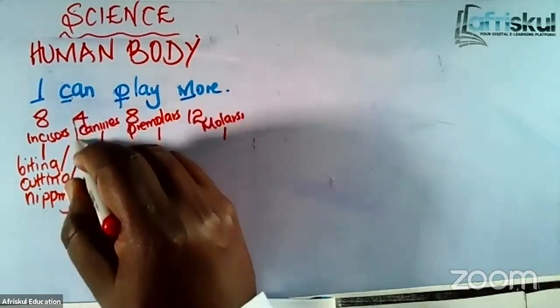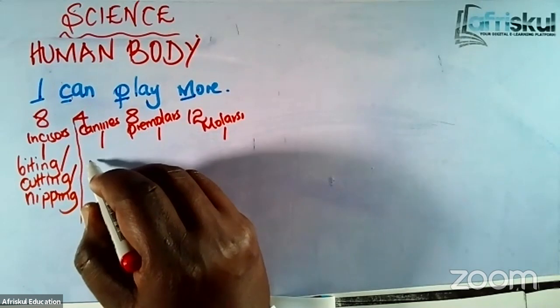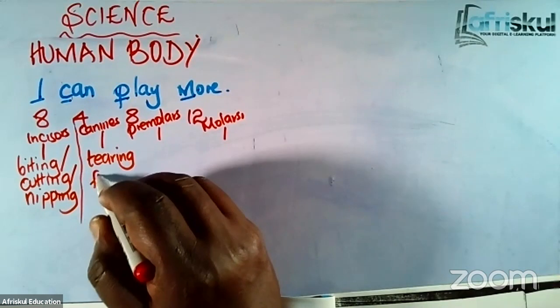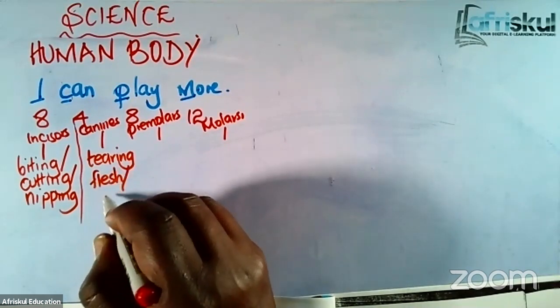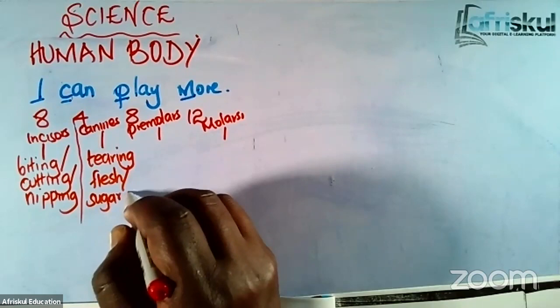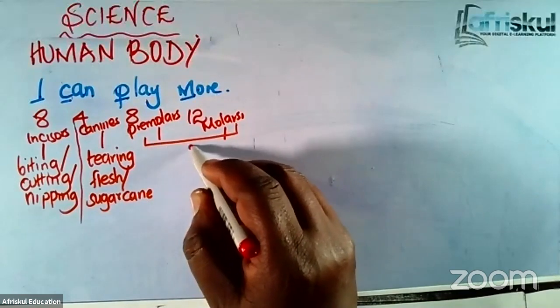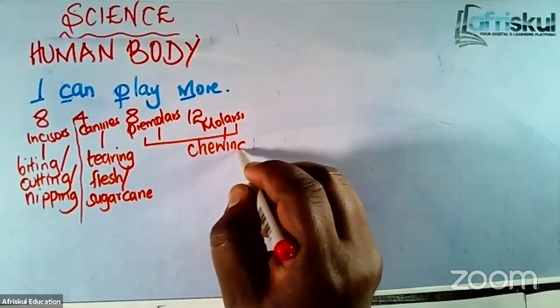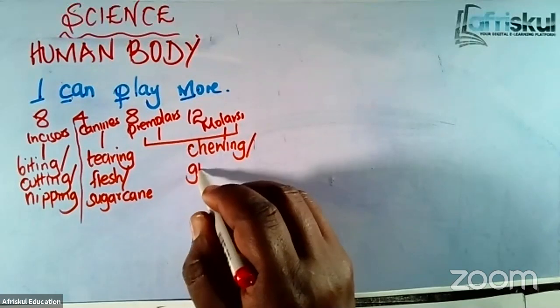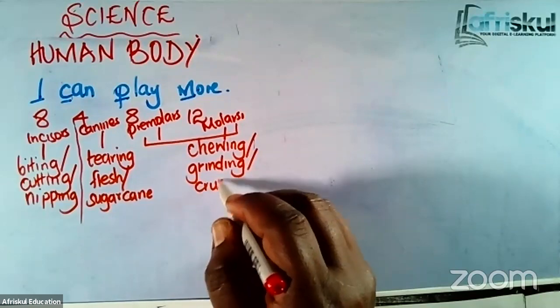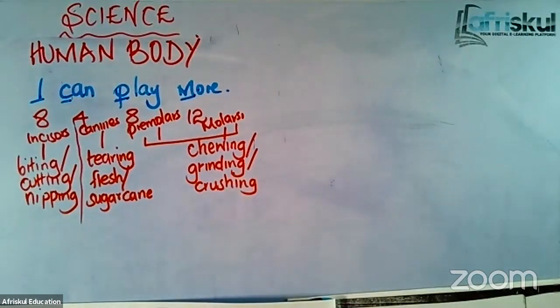For the canines: tearing flesh and sugarcane. For the premolars and the molars, their work is chewing, grinding, crushing. Those are the functions of the teeth. Do not include any other function. Those are the only functions.